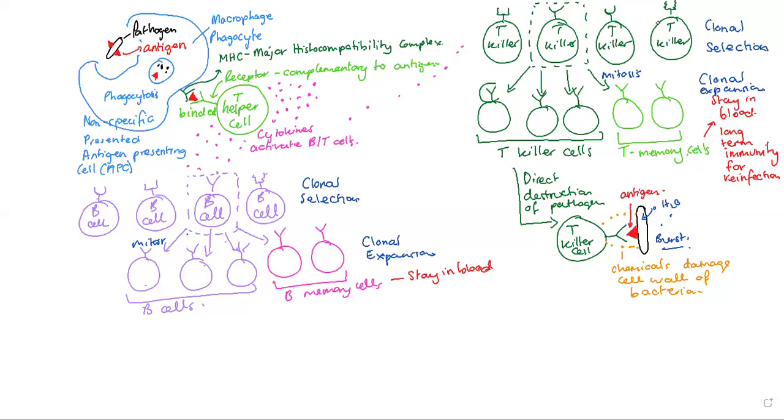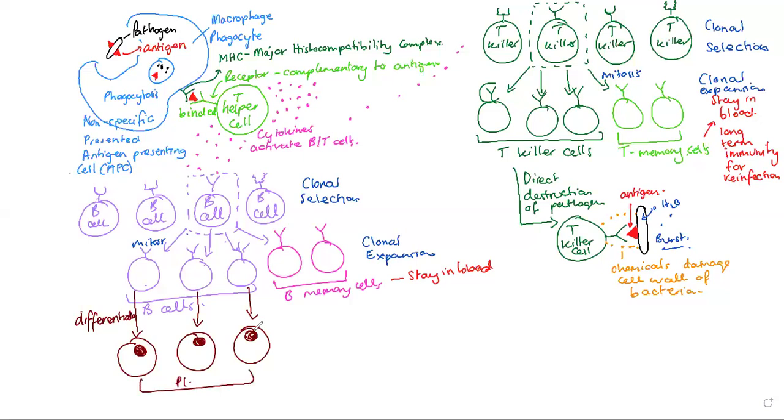We don't have a direct destruction of the pathogen here. They're actually going to now change into a different type of cell. And that B cell is going to, what we call, differentiate into a different cell called a plasma cell. So now, what do the plasma cells do? These actually produce the antibodies. And they produce millions of them.